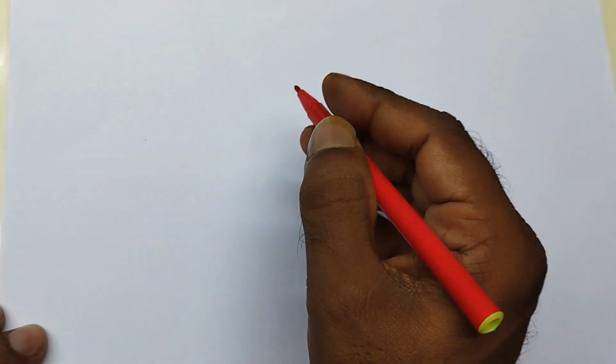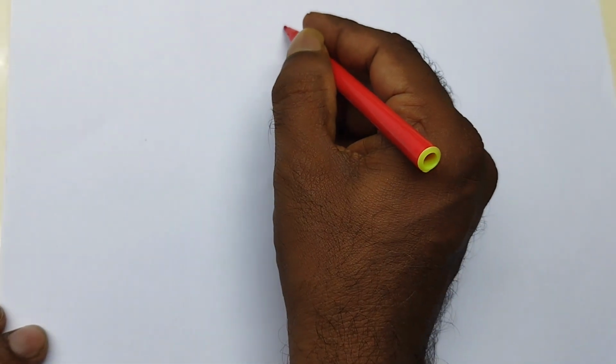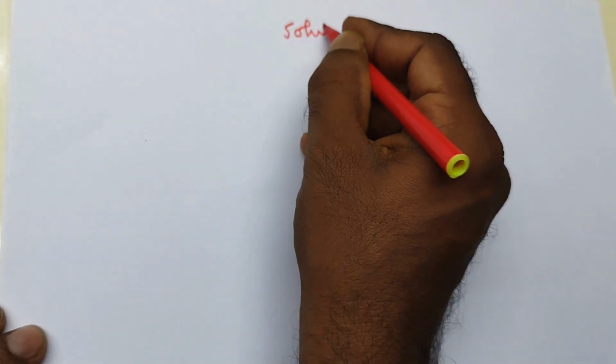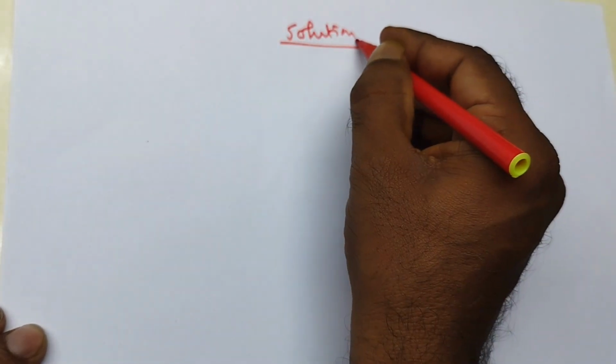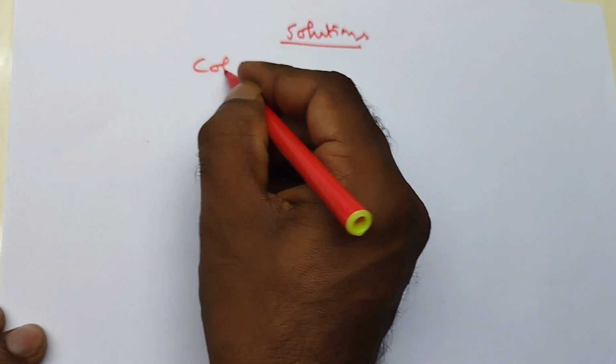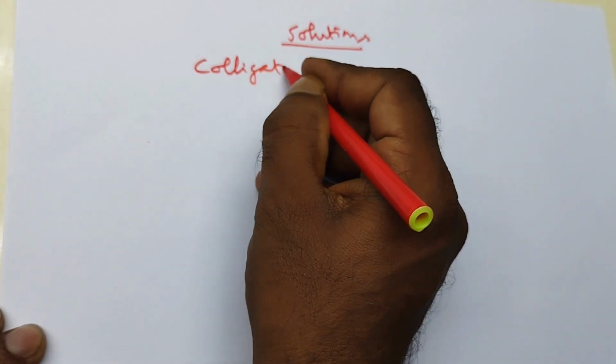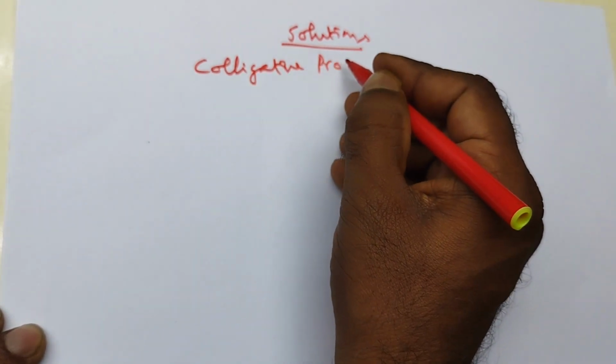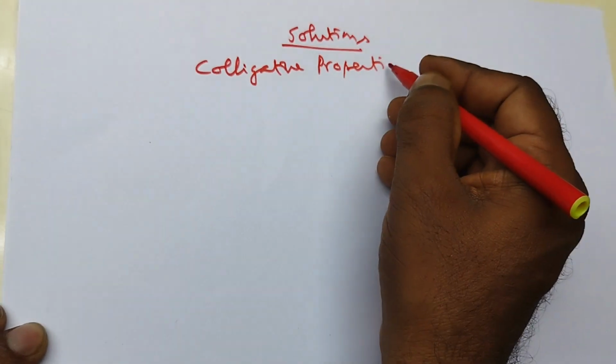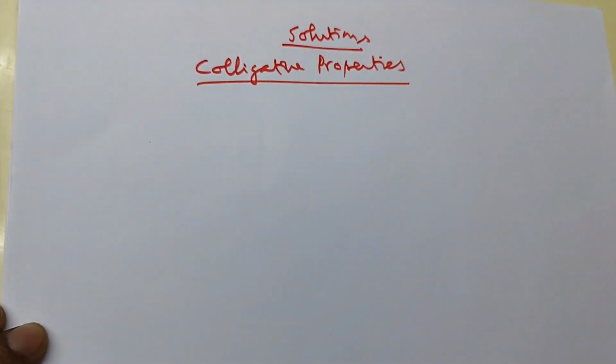Last video we discussed the colligative properties of the chapter Solutions, standard 12th. In the colligative properties, we discussed a few properties like lowering of vapor pressure, elevation of boiling point and depression of freezing point. Now in this lecture we are going to discuss another important property called osmotic pressure.